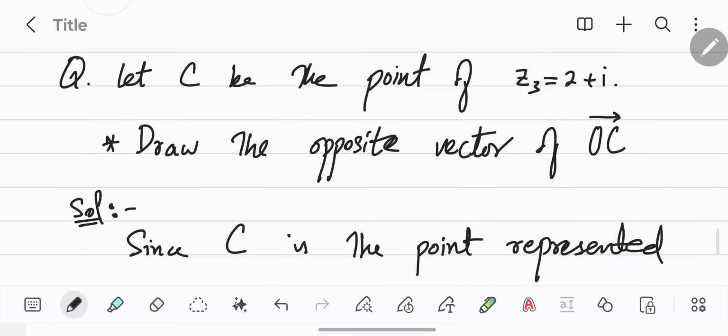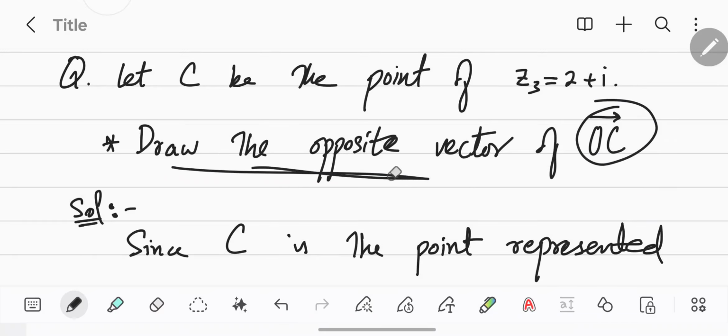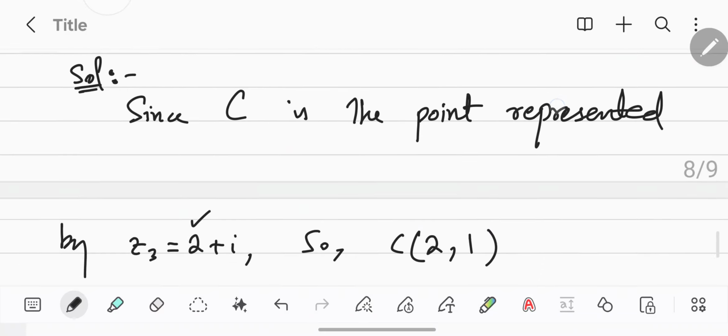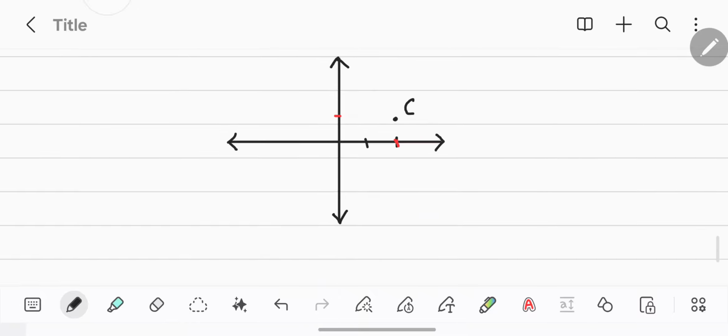Come back to the question. We have to draw the opposite vector of OC. So first of all, I will draw OC. If I have C, as I told you previously, you can draw OC by just joining this point to the origin. So here I have drawn the vector OC.